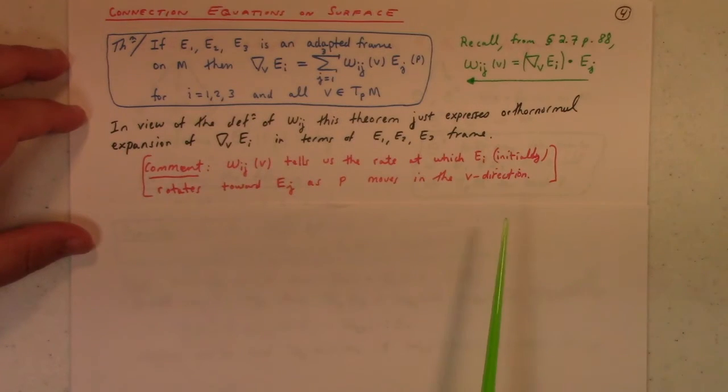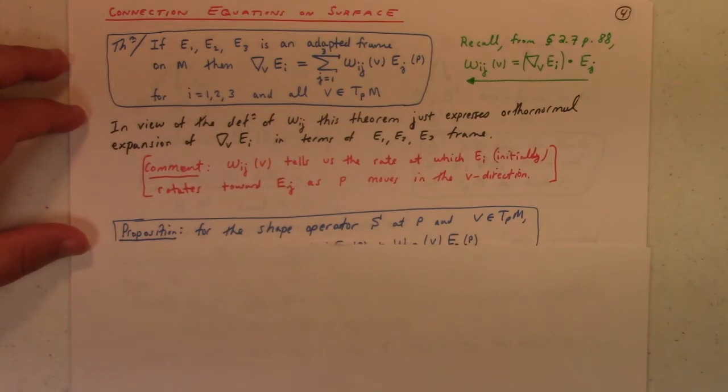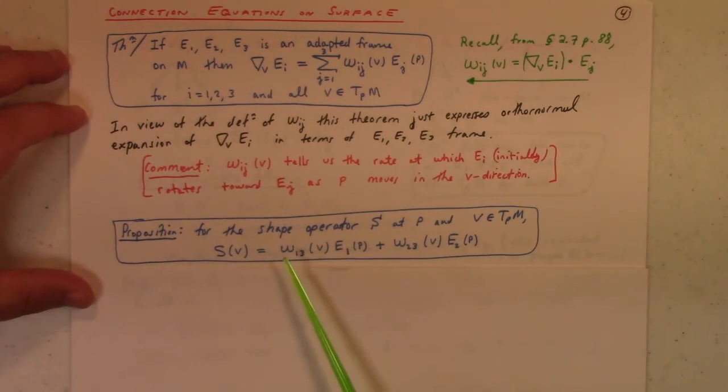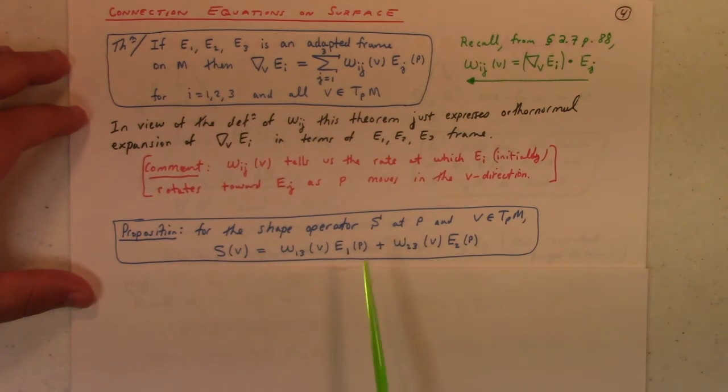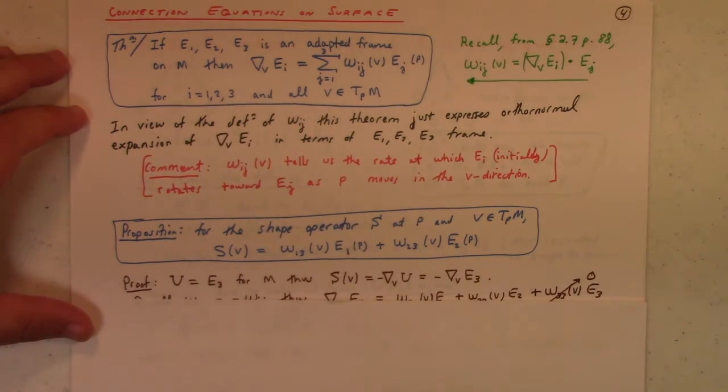This, I think, becomes more clear as we do some more calculations, but here's a proposition: the shape operator S at p for a vector v in the tangent space to M at p can be given by S of v equal to omega 1,3 of v times E1 plus omega 2,3 of v times E2. And what was the shape operator? Here we're taking the unit normal to be E3. The shape operator, remember, is the covariant derivative of U in the v direction with a minus outside. But that's the covariant derivative of E3 with a minus, right?